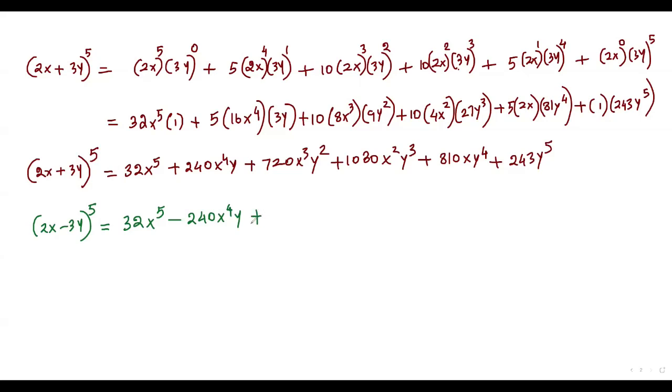For the third term, positive, because the signs go positive, negative, positive. We always have to start with the positive sign: 720x to the third power y squared. For the next term, I have to take negative 1080x squared y cubed. The next term, positive 810x y to the fourth power. The next term, negative 243y to the fifth power.